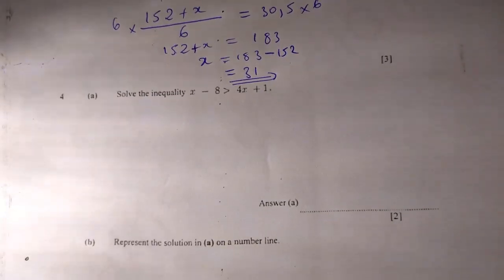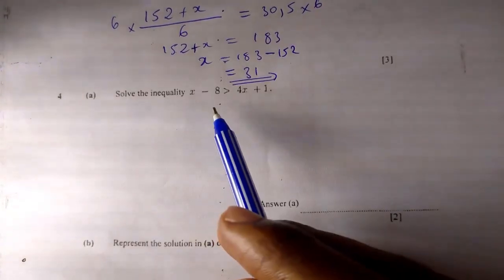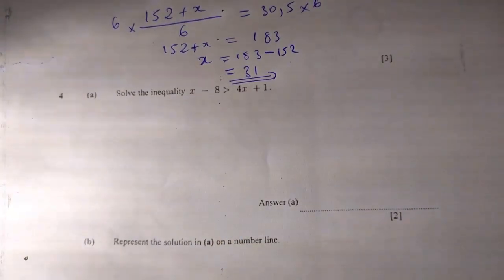Question number 4, it reads, solve the inequality x minus 8 is greater than 4x plus 1. So in order to solve the inequality, we just treat the inequality sign as an equal sign. But what you have to be careful with is when you divide by a negative, the inequality sign changes direction.